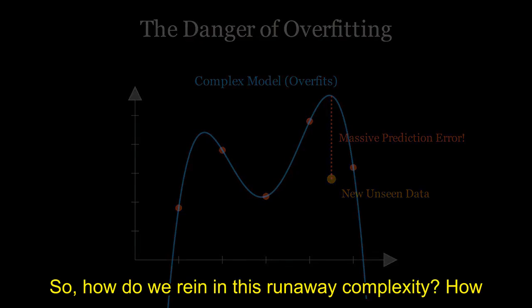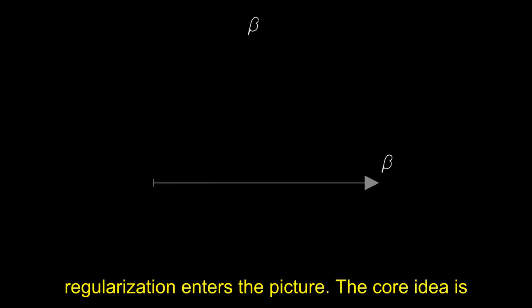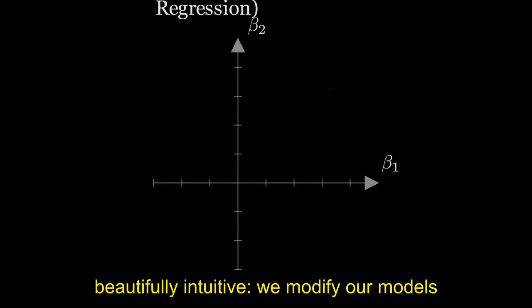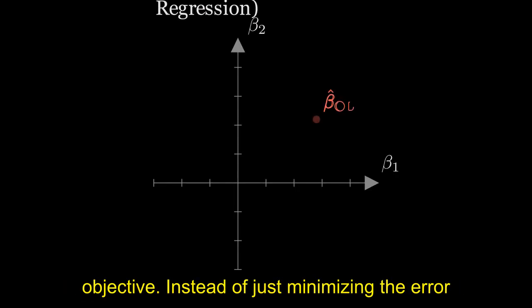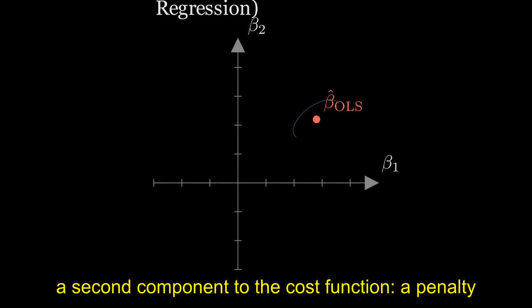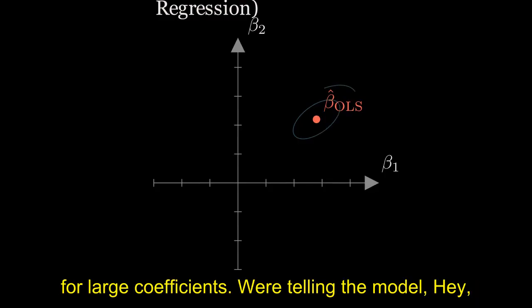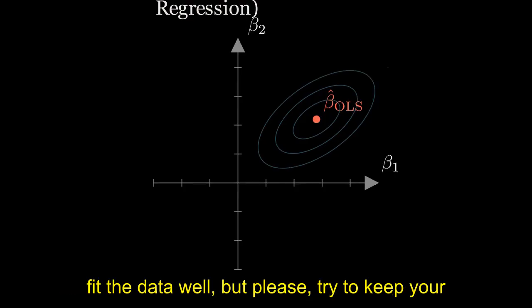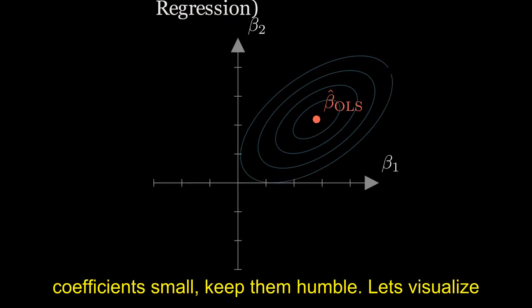So, how do we rein in this runaway complexity? How do we encourage our model to be simpler, to focus on the truly important features without throwing away valuable information? This is where statistical regularization enters the picture. The core idea is beautifully intuitive. We modify our model's objective. Instead of just minimizing the error between its predictions and the actual data, we add a second component to the cost function, a penalty for large coefficients. We're telling the model, hey, fit the data well, but please, try to keep your coefficients small, keep them humble.